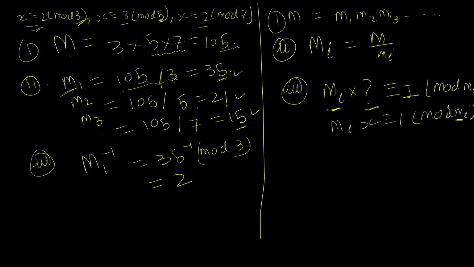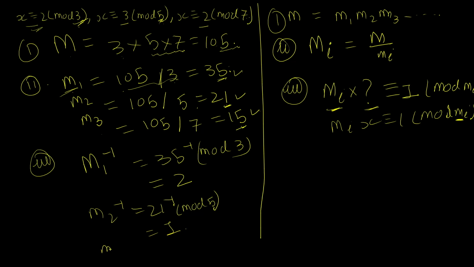Similarly, next I want to calculate 21 mod 5. And next I want to calculate 15 mod 7. So let's do that. M2 inverse is going to be the inverse of 21 mod 5. And again, what can I multiply 21 with? Well, it already leaves a remainder of 1 because 5 times 4 is 20 and it's already leaving a remainder of 1. Therefore, I can simply multiply this with a 1. So the result is just a 1 here.